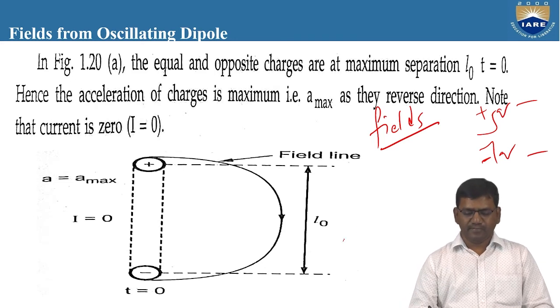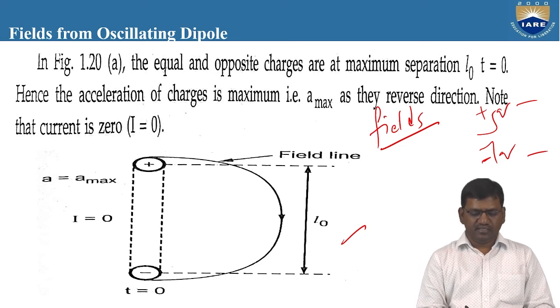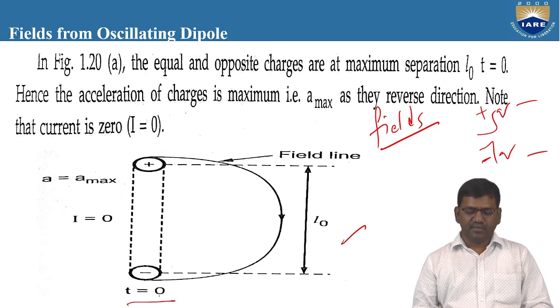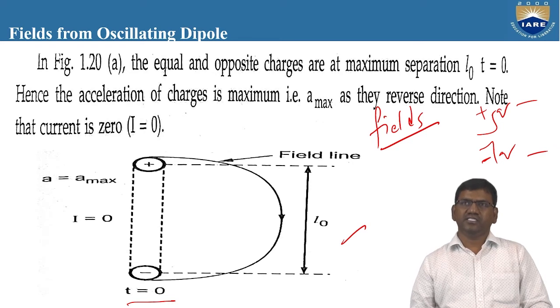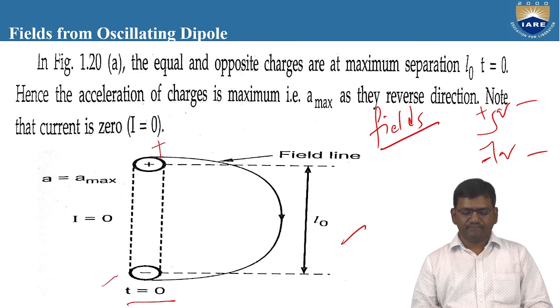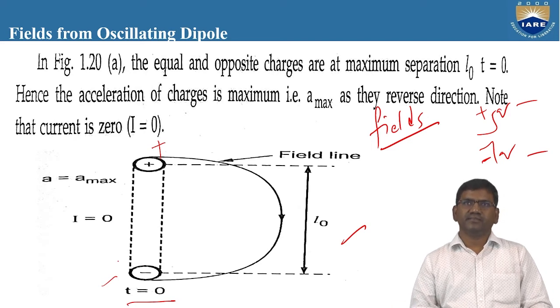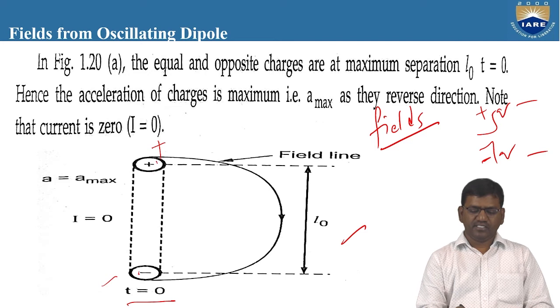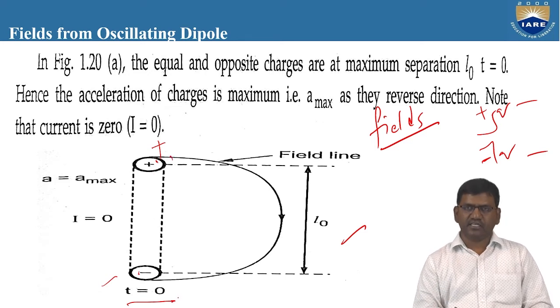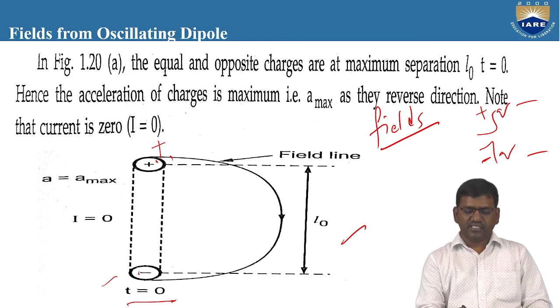Here, if you observe in the figure, t is equal to 0. At the time t is equal to 0, the positive charge is at this end and the negative charge is at this end. The separation between the positive and negative charges is maximum at t is equal to 0. If we consider this total length as L0, the maximum separation is taken as L0.